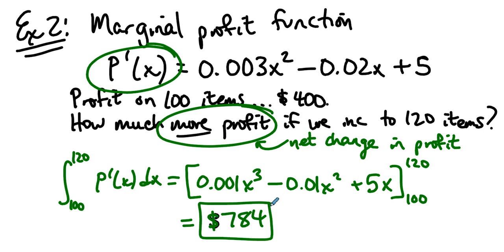Okay, net change says there's some derivative. We want to know how the quantity itself changes from a specific time to a specific time, or from a specific point to a specific point, and we use the integral to do that.